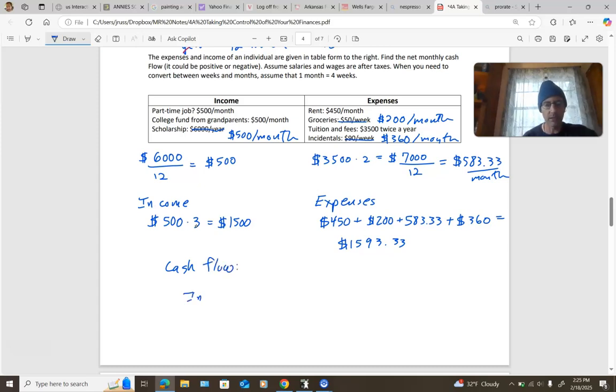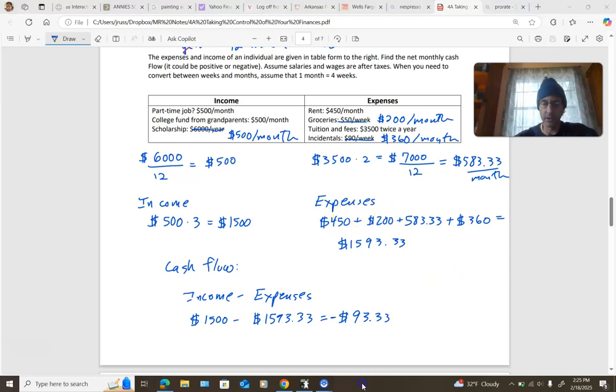And so finally, the cash flow is going to be the difference. Remember, it's going to be income minus expenses. So the income is $1,500 minus the expenses, $1,593.33. And guys, this is going to give us a negative $93.33. So this individual is in the negative, or in the red. And of course it doesn't say how to round here, but it should in the homework.